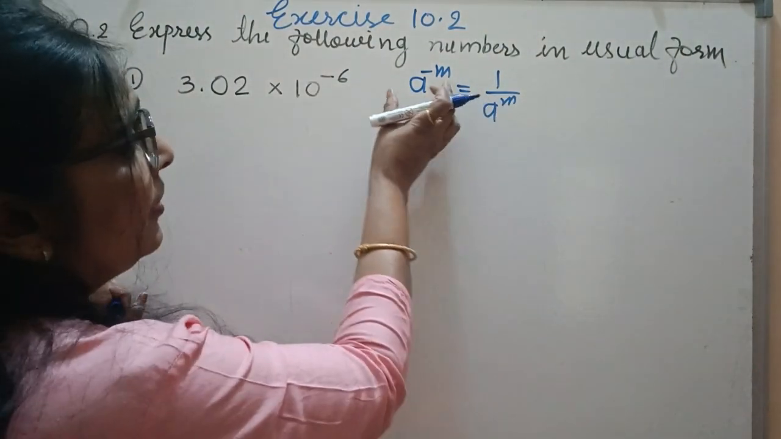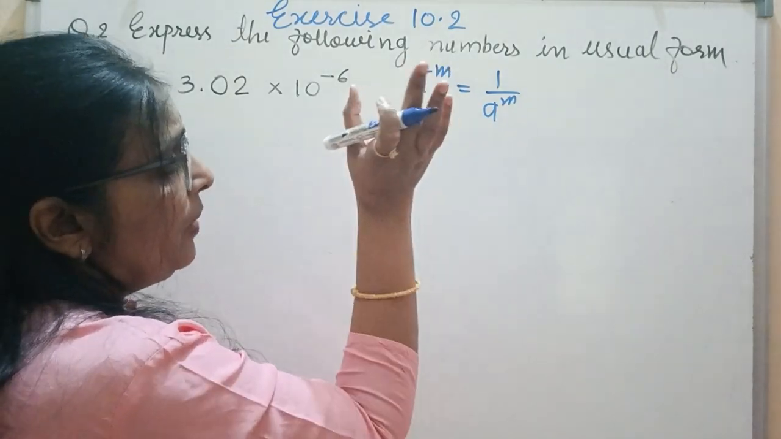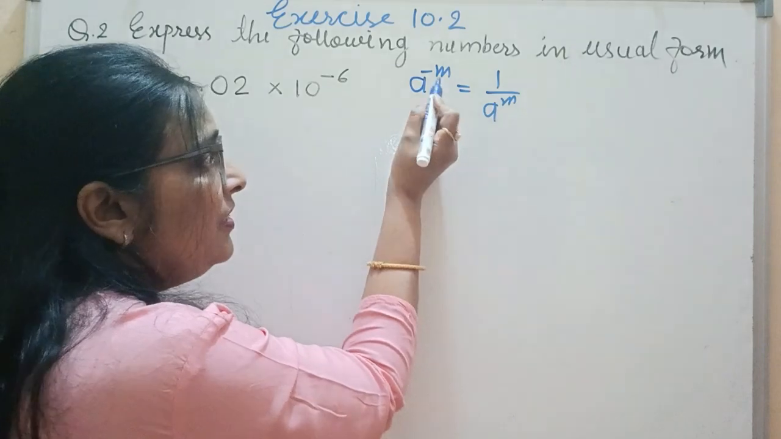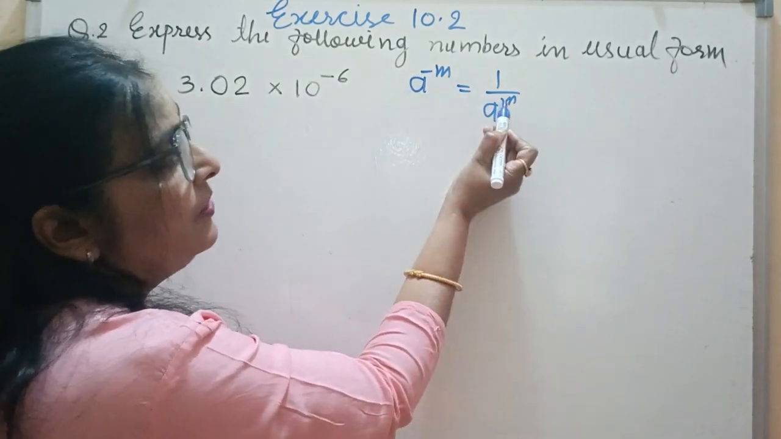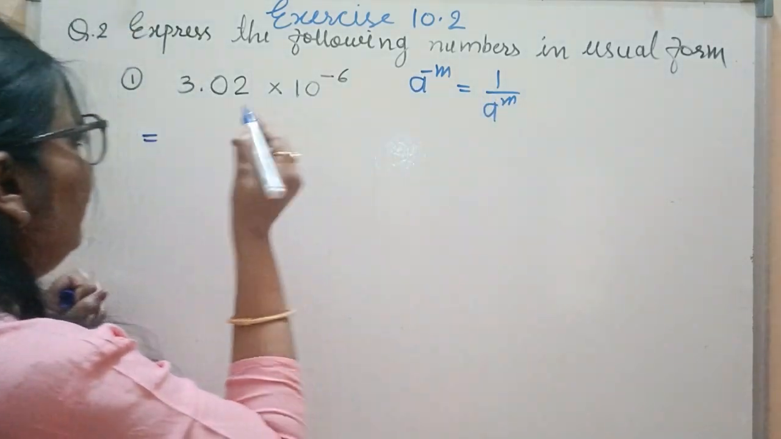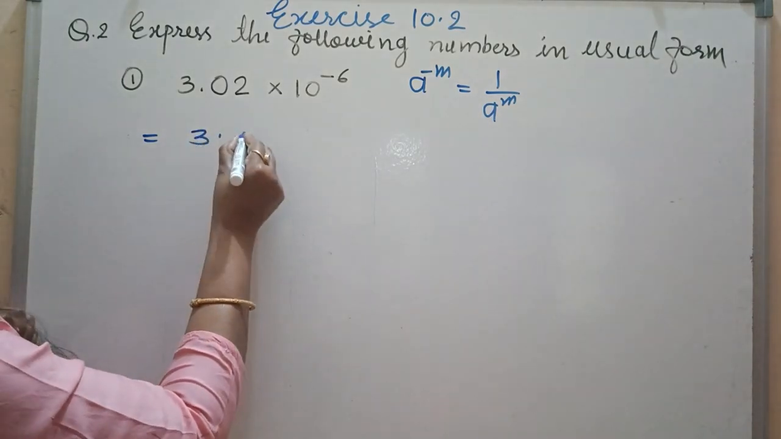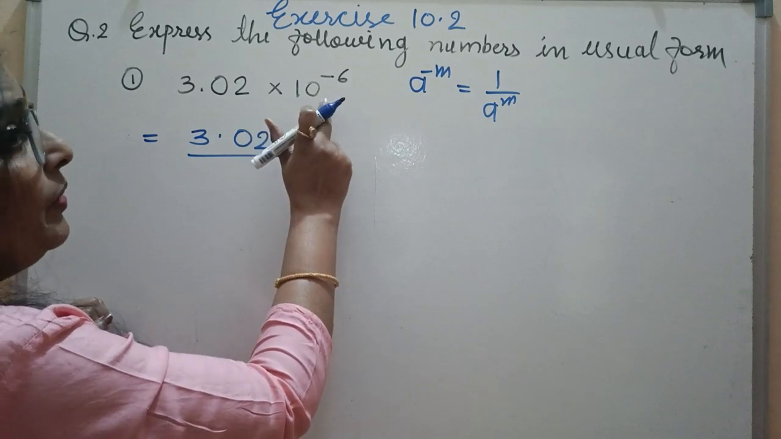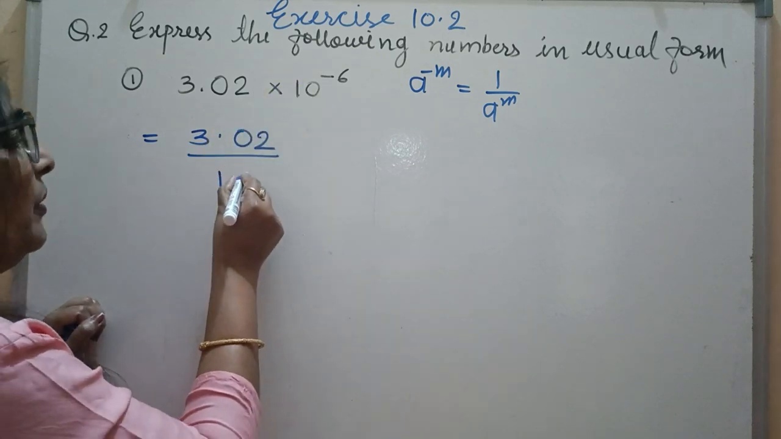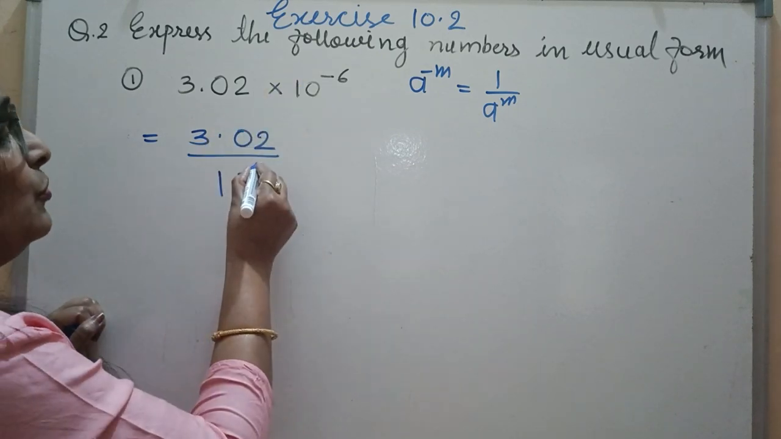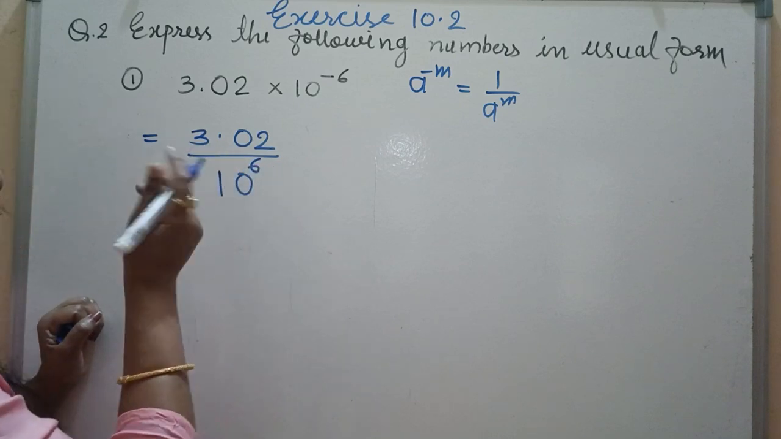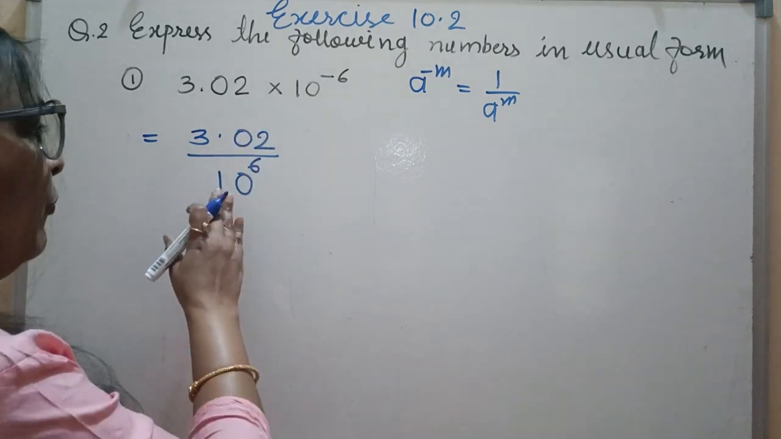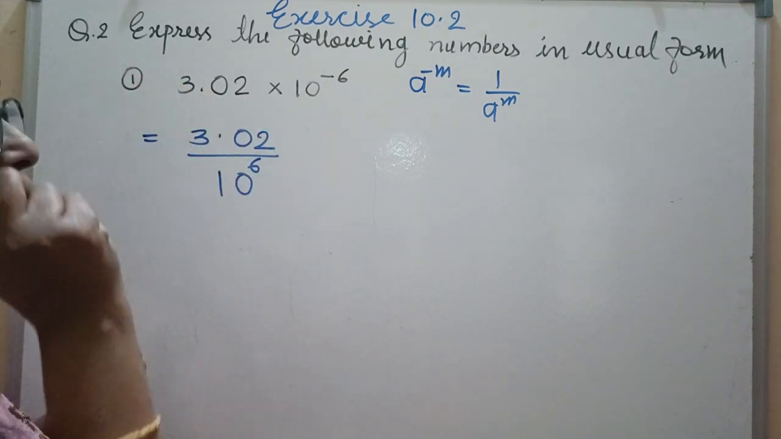And again what is here? You can see here this a raised to power minus m is in the numerator. When you are taking it in the denominator, its exponent changes from minus to plus. Similarly we can do here: 3.02 divided by this, from numerator we will take it in the denominator. So you will get 10 raised to 6, positive. It will change minus 6 to plus 6. Therefore, you will get here 10 raised to 6.